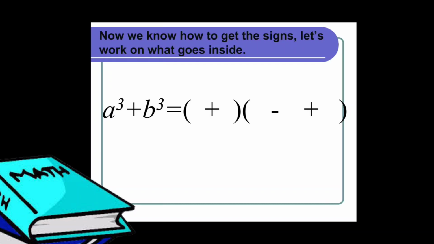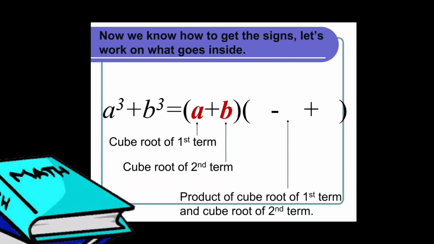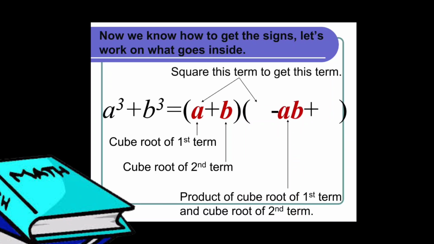Let's work on what goes inside. So we have a cube plus b cube. We need to get the cube root of our first term. So the cube root of a cube is a. The cube root of our second term is b. And we need to get the product of the cube root of the first term and the cube root of the second term. So a times b is equal to ab. And we need to square this term to get this term, so a squared. And also, we need to square this term to get this term, which is b squared.